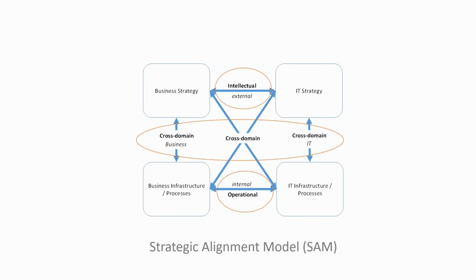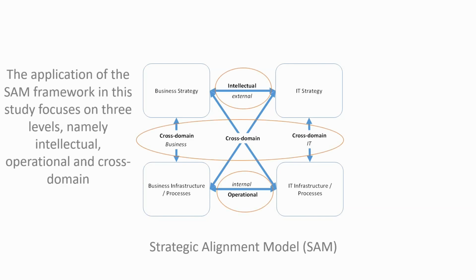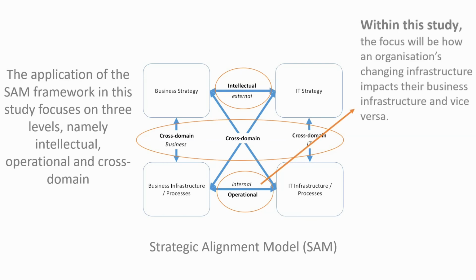We can write, "The application of the SAM framework in this study focuses on three levels, namely intellectual, operational, and cross-domain." We then break down each setting so that the reader understands exactly what we will be focusing on at each level. Let's use operational alignment as an example. Within this study, the focus will be on how an organization's changing infrastructure impacts their business infrastructure and vice versa.